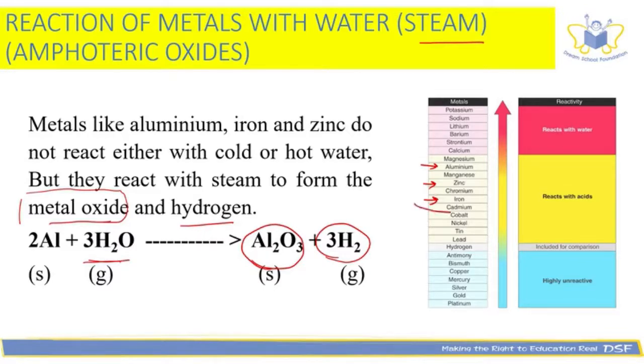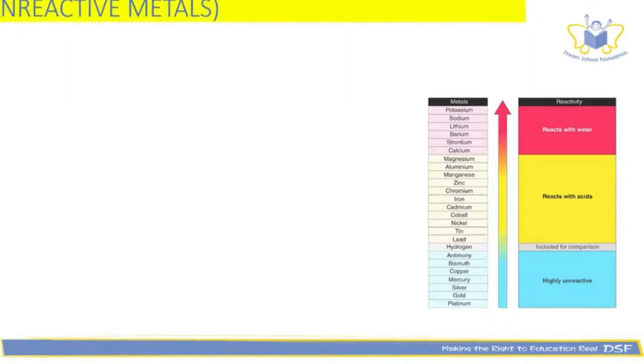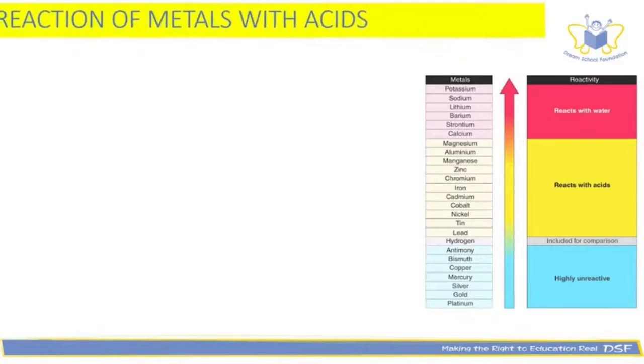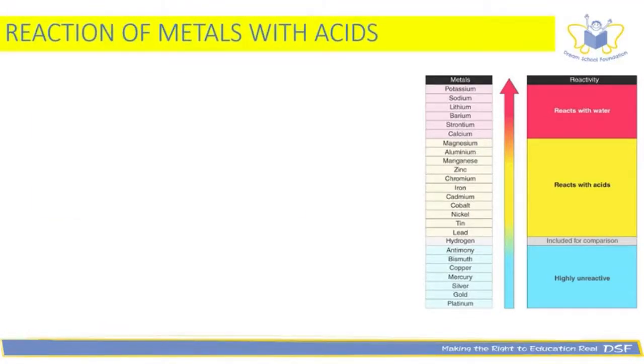Look where these three stand in the reactivity series. Some metals like copper, silver, and gold, which are lower ranking metals, aren't very reactive with water. Now let us look at the reaction of metals with acid.